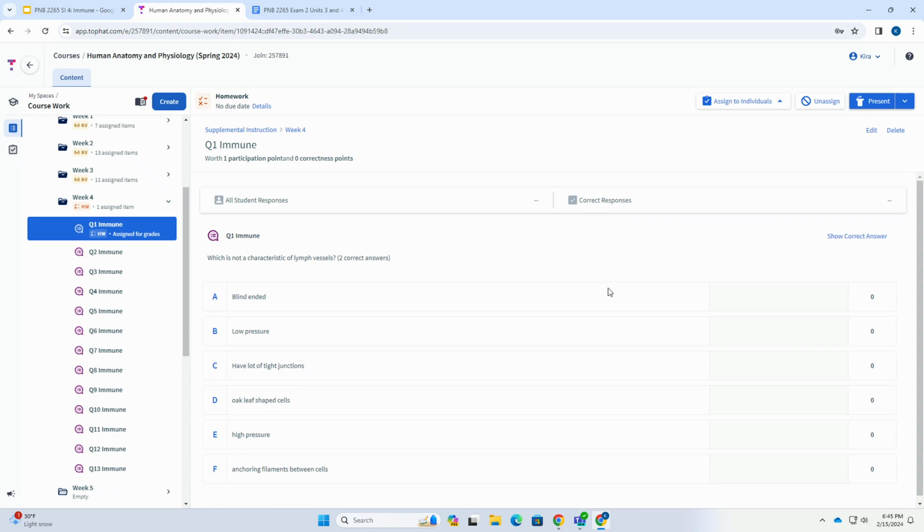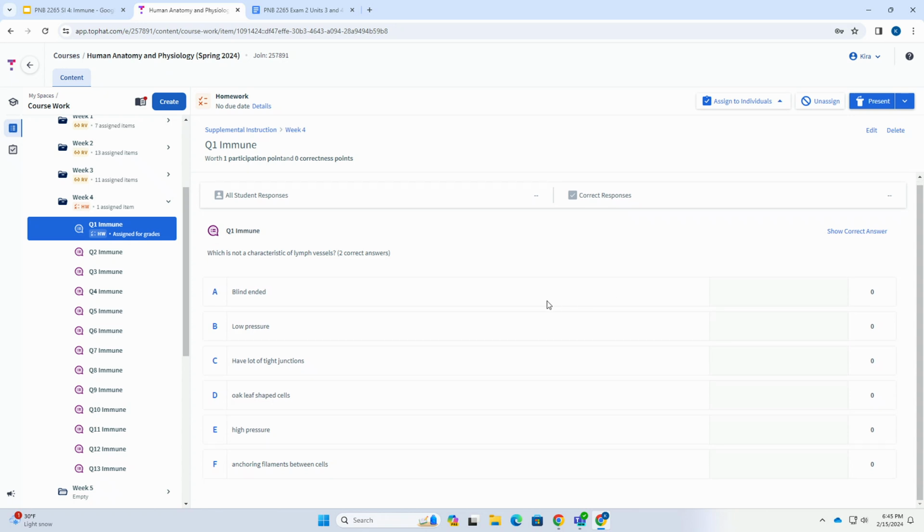Okay, first one is up, which is not a characteristic of lymph vessels. You can choose two. Do you guys see it? Okay, cool.